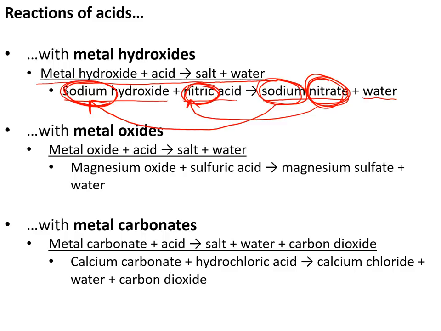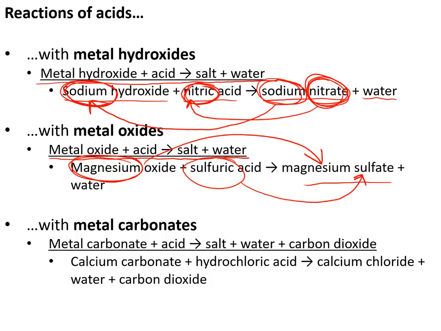The reaction of acids with metal oxides is very similar, actually. The metal oxide plus acid again makes salt and water. This time, for example, we could have magnesium oxide plus sulfuric acid making magnesium sulfate and water. And again, if we look at the name of this salt, the metal from the base gives us the first part of the name, and the acid gives us the second part, because remember, sulfuric acid makes sulfate salts. The magnesium comes from the base.